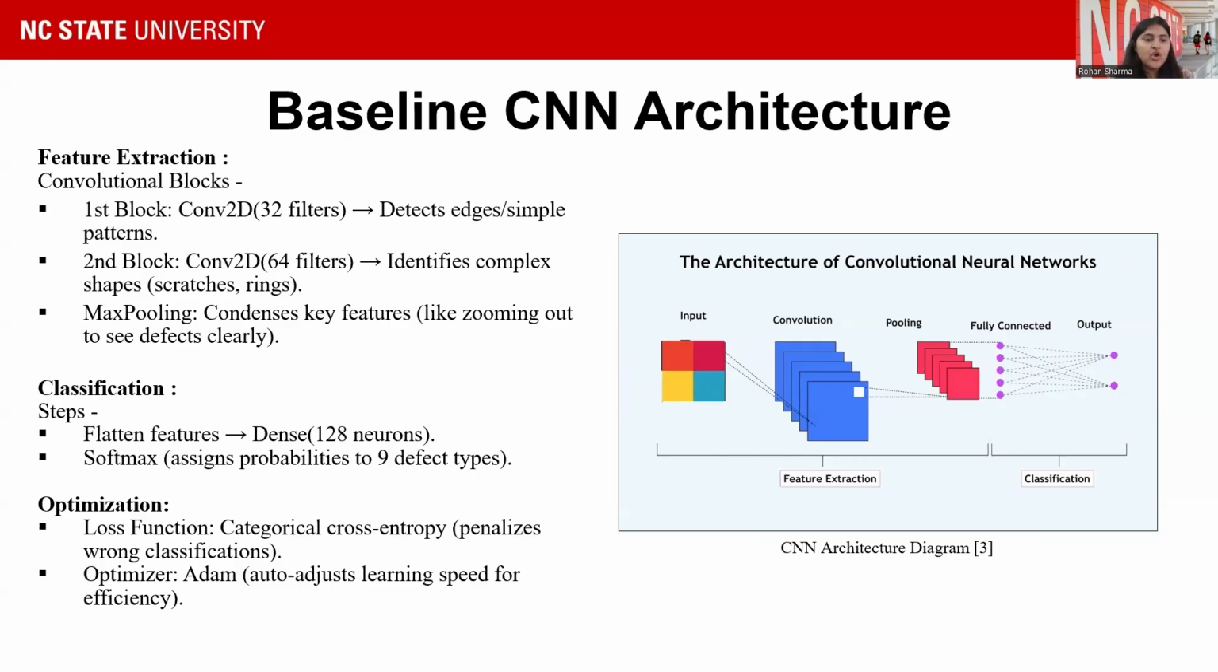Finally, we have the optimization. Here we are using categorical cross entropy as our loss function. This is well suited for multi-class classification problems. It penalizes incorrect predictions based on the confidence of the wrong class. Our optimizer is Adam, which auto-adjusts the learning speed for efficiency.